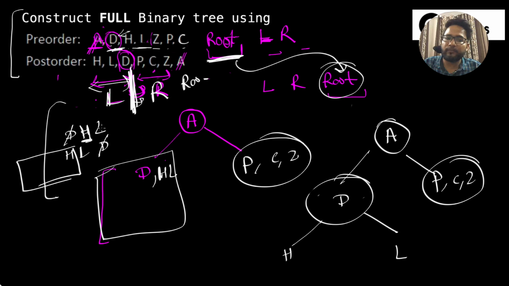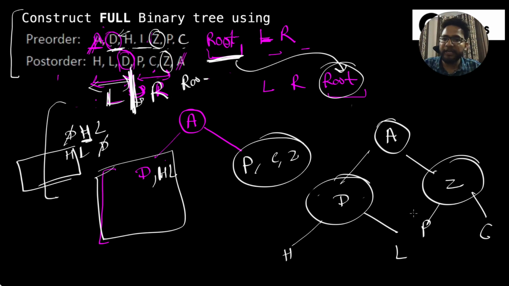Similarly, like you can identify for this PCZ. So among this PCZ, I think root is Z, right? Both are agreeing for the root to be Z. So you can say that root is Z. Okay, so you will say root is Z, and then you can say left is P and right is C. From the pre-order only you can identify. So that is how you can make a unique binary tree.